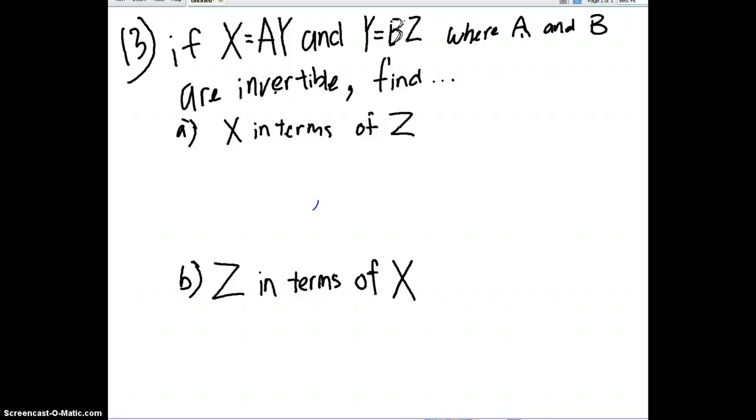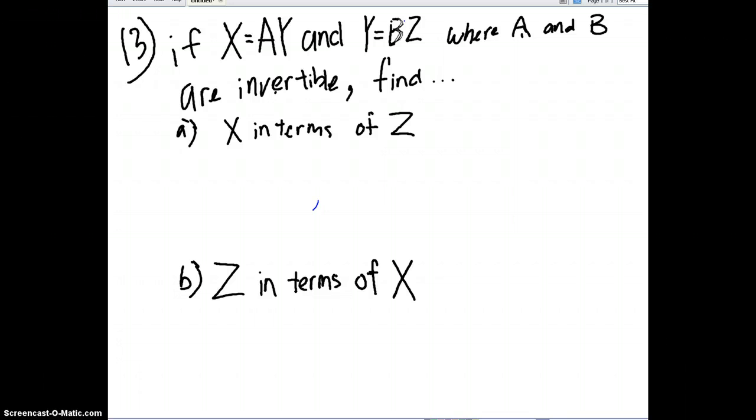Hello everyone, this is question 13 of the extension questions in chapter 14 subsection I. The question gives us two matrix equations, x equals ay and y equals bz, and tells us that a and b are invertible, which means that they have inverses. Now, part A tells us to find x in terms of z.